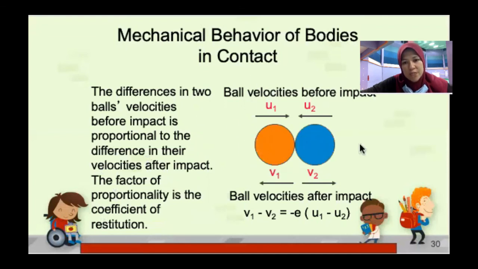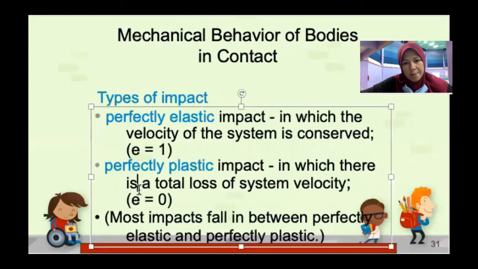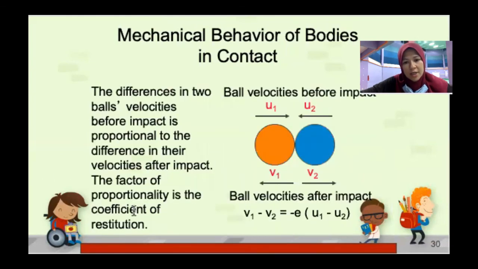So, awak tengok kat sini ada dua biji bola, okay, ball velocity before the impact, okay, U1 and U2, and this is V1, V2. U1, U2 adalah before the impact, first distance ataupun pergerakan pertama. V1, V2 adalah velocity yang kedua, which is the ball velocities after the impact. Okay, so kita nak dapat in order to get the coefficient of restitution, the velocity before and after the impact will be compared.